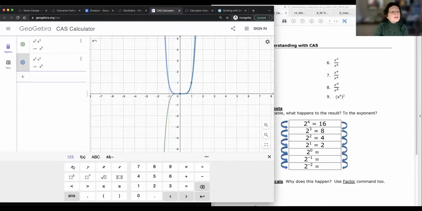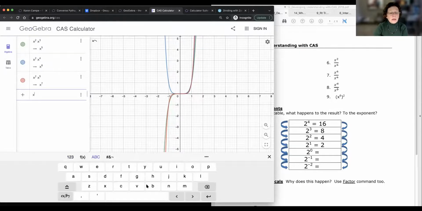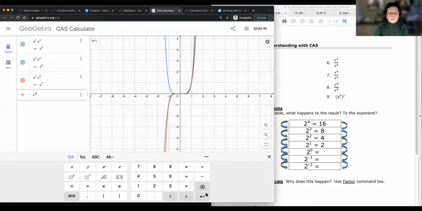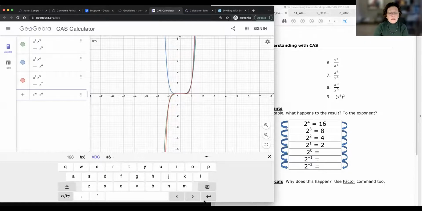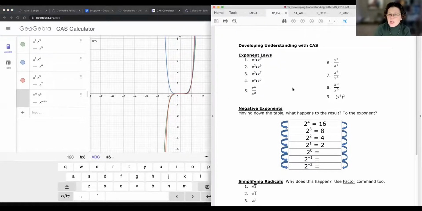x squared times x to the fourth is x to the sixth. x squared times x to the fifth is x to the seventh. And we can even do x to the m times x to the n. And it's going to show us that we're going to add up those exponents. So instead of just teaching the students the exponent rules, we can have them experience what's happening with the CAS calculator.